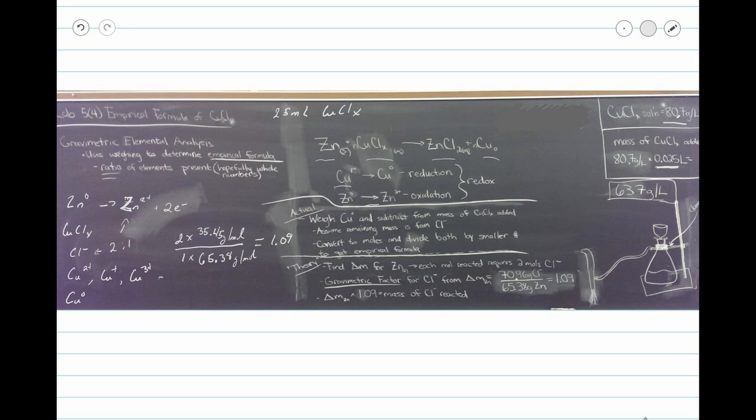So that's the mass of the zinc times 1.09 equals the mass of the chloride reacted. From the empirical formula of copper chloride, you will also be able to write the full equation for the reaction of copper chloride with zinc. Based upon the stoichiometry of this equation and the amount of zinc used in the reaction, you'll be able to calculate the theoretical yield of copper for the reaction.